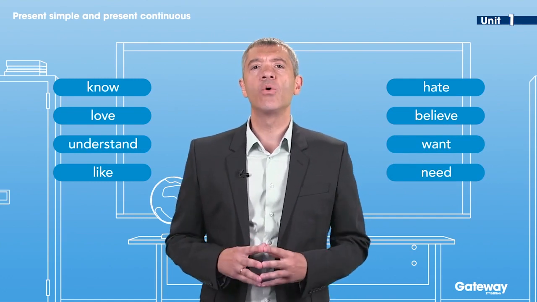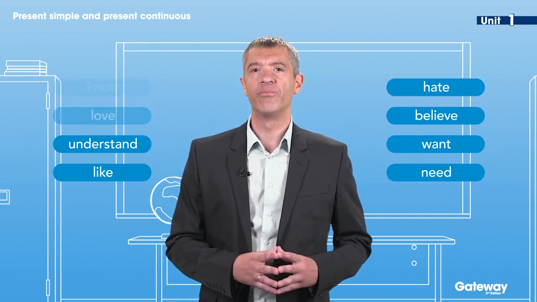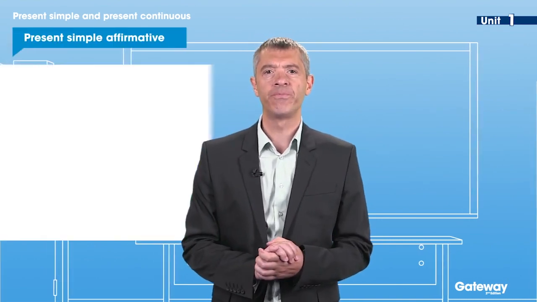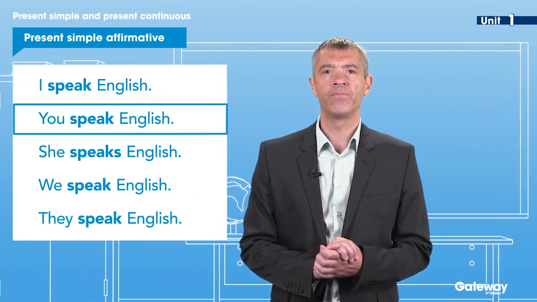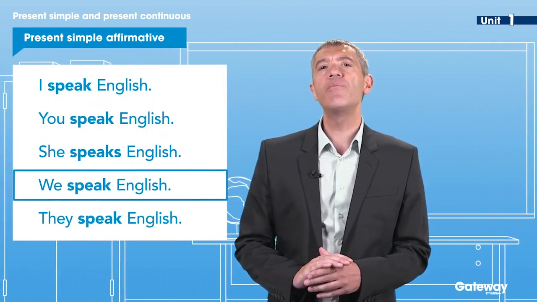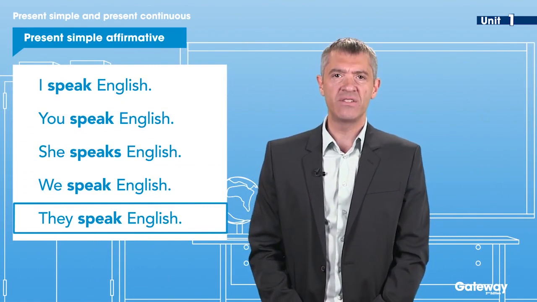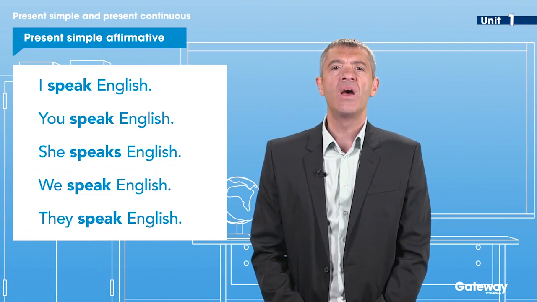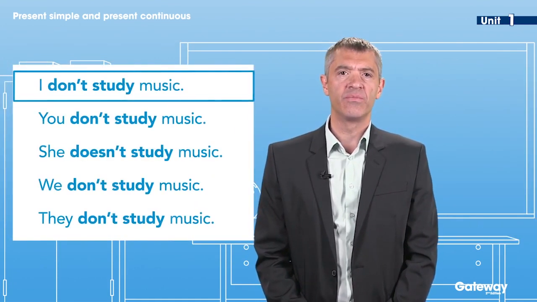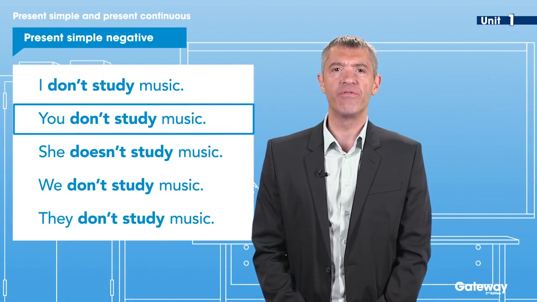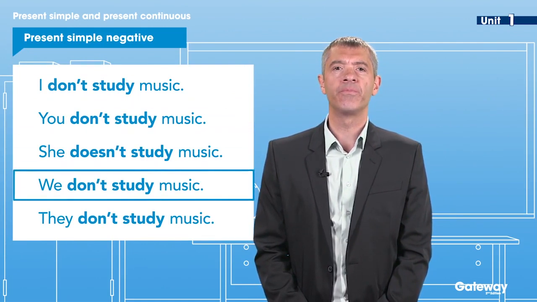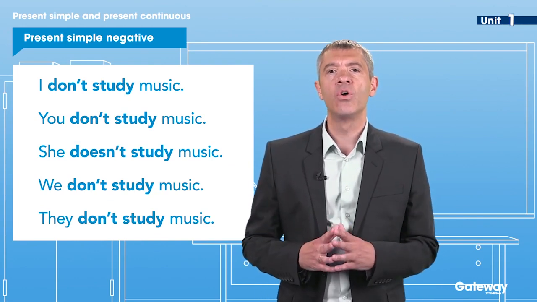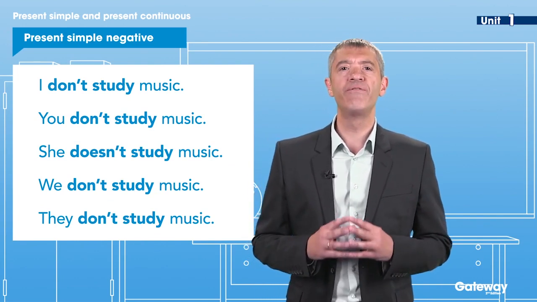So what do we need to know about the form of the present simple? Let's look at some examples in the affirmative form. We need to remember that with he, she, or it, verbs finish in s or es. Now look at these sentences. They're in the negative form of the present simple. To make the negative form of the present simple, we use don't or doesn't before the main verb.